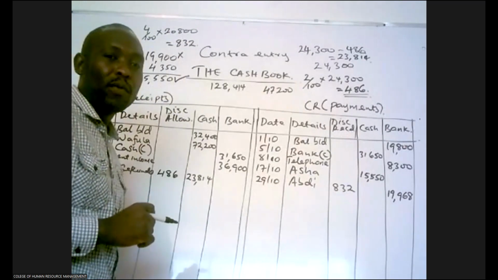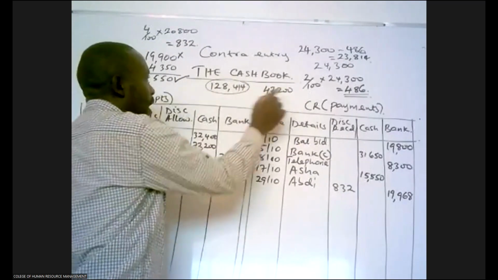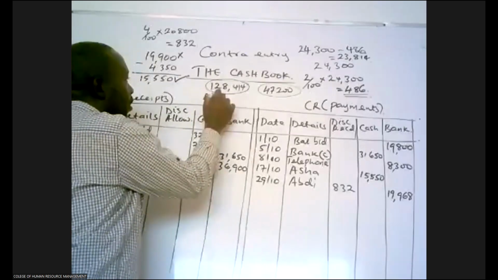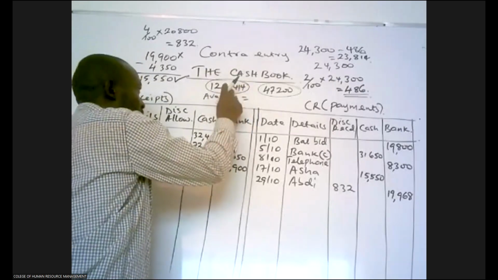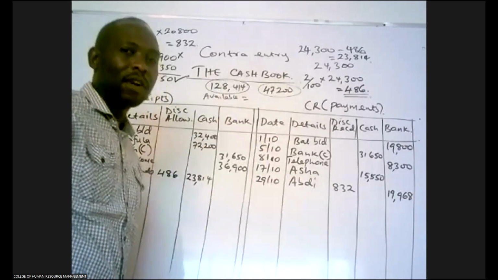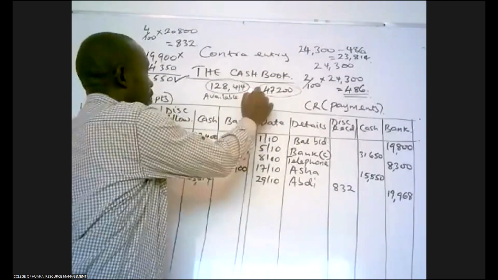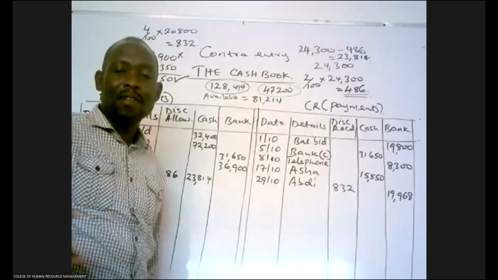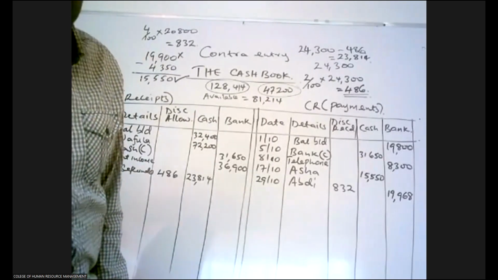And I hope you are going to agree with me that if we have received 128,414 and we have spent 47,200, then how much is available? If this is what we receive, but out of this amount, we have spent this. How much is available? It is the difference between the two figures. 81,214. This is available.